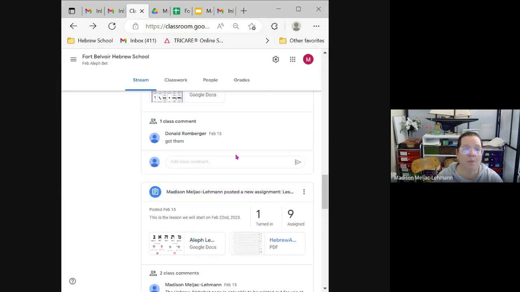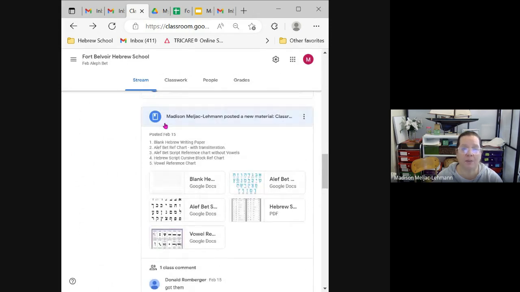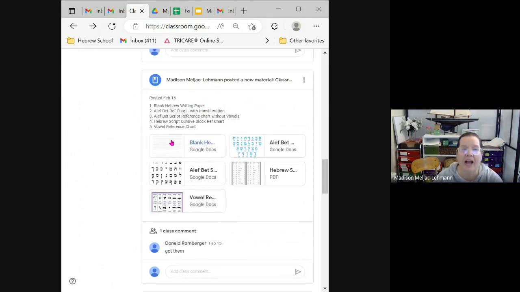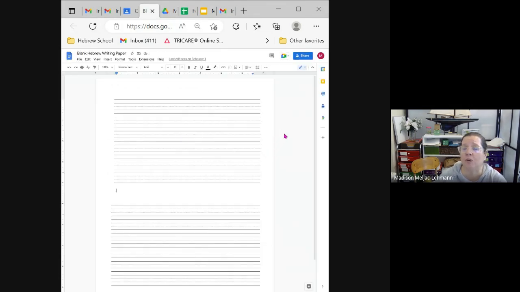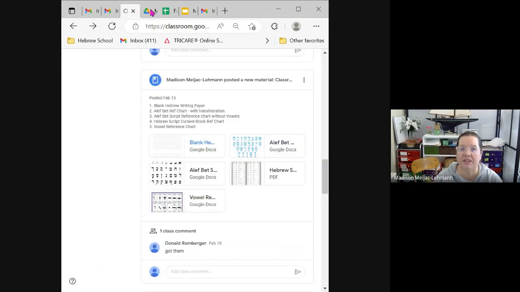Okay, so if you go up here on February 15th as well, it says there's a little paper outline here, and it says new material for class. I have what we call blank Hebrew writing paper. If you would like to try cursive, this is the paper you could print out. I'm sorry, it's not screen enabled, but you can print out that paper and use it for cursive. And then just follow on the slide. You'll see the cursive symbols, and there's one other place to get that from. But that's the writing paper.